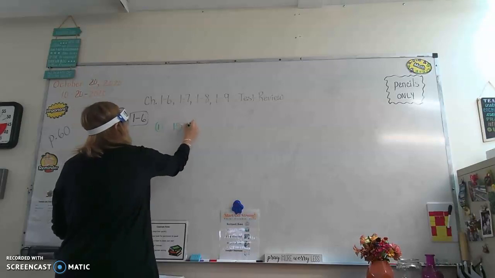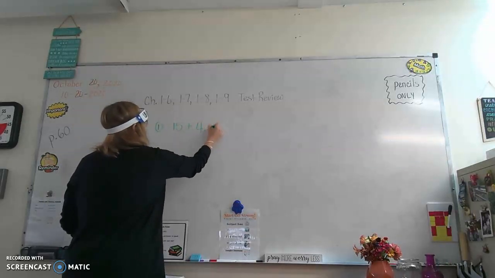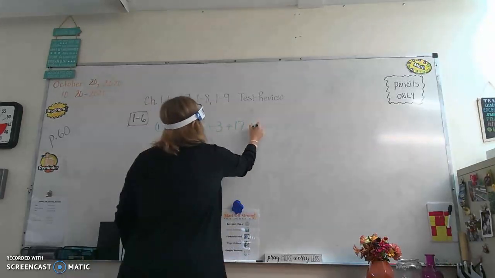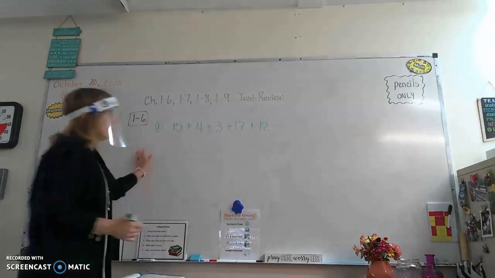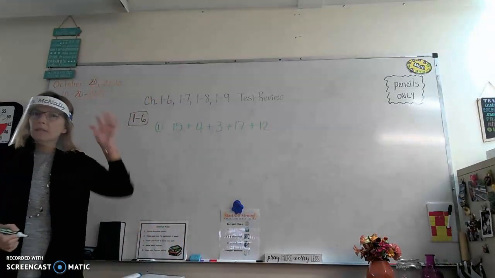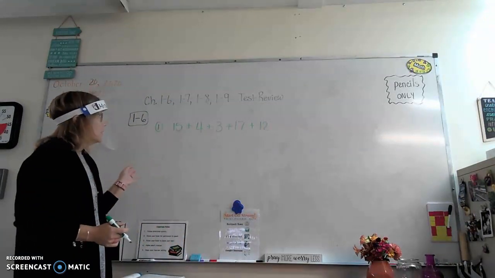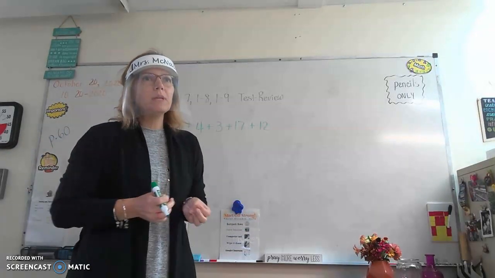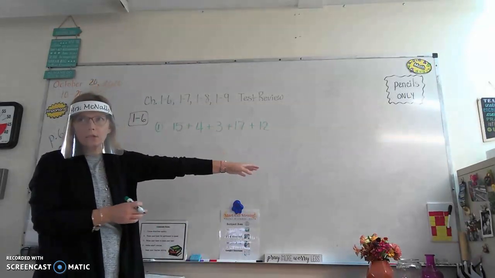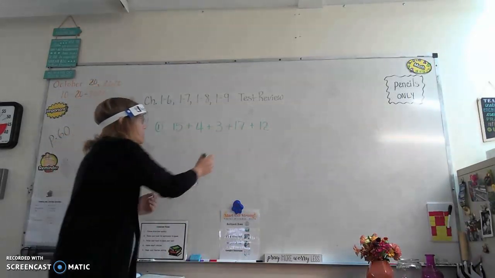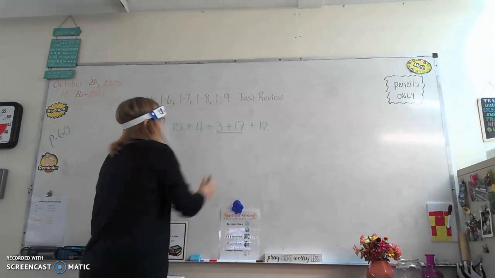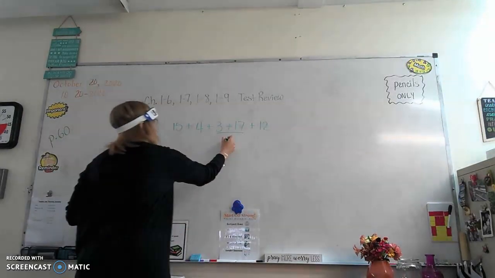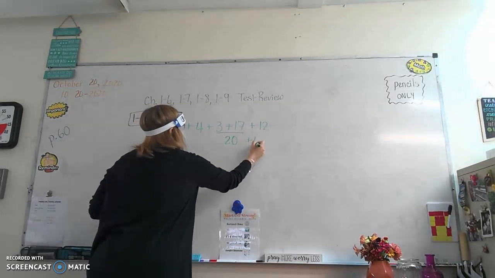So the first part of your test will have a bunch of problems that have a bunch of numbers. And you're going to have to add those up and tell me the answer. So you can add them in any order you want and you're still going to get the same answer because everything is plus in this problem. I would right away see that those two add up to 20. So I would add those two first and then bring the rest down.